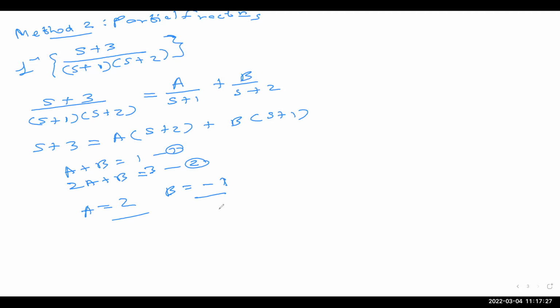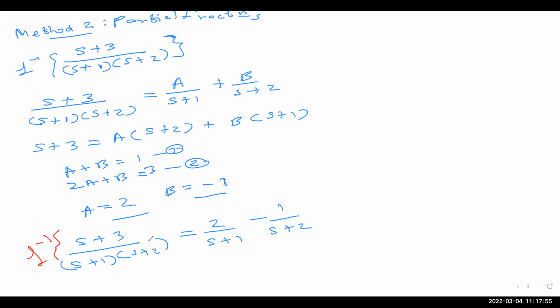Now we know this, we can rewrite it as (s plus 3) over (s plus 1)(s plus 2) equals 2 over s plus 1, and b is minus 1, so minus 1 over s plus 2. Now we can get the inverse Laplacian of this entire thing, this part and this part, right? It got a bit messy, but you get the idea.